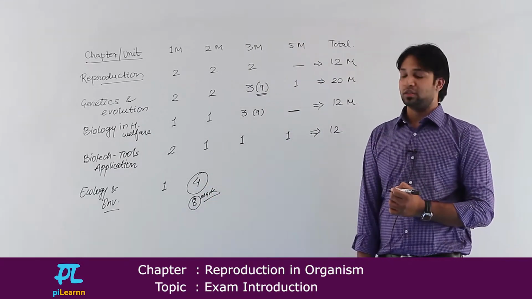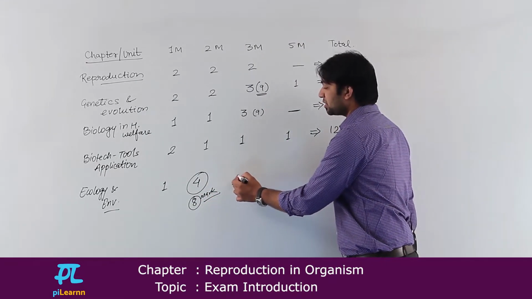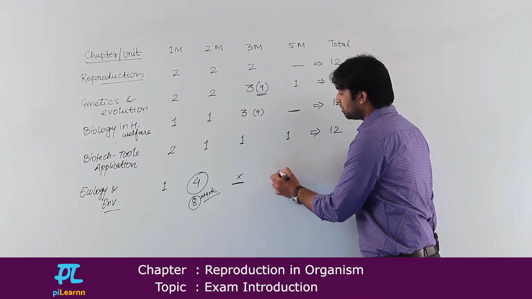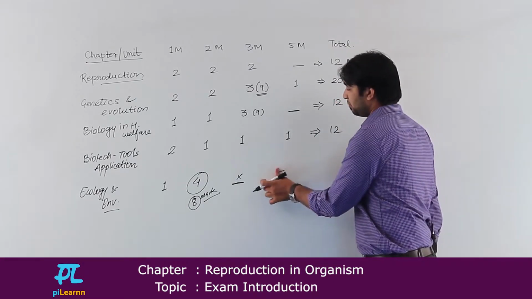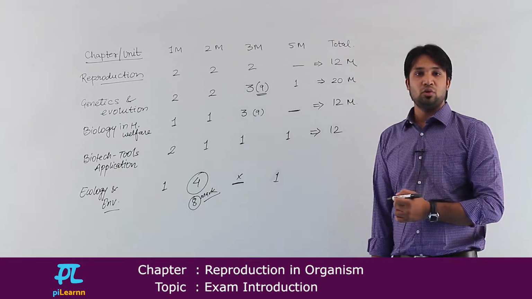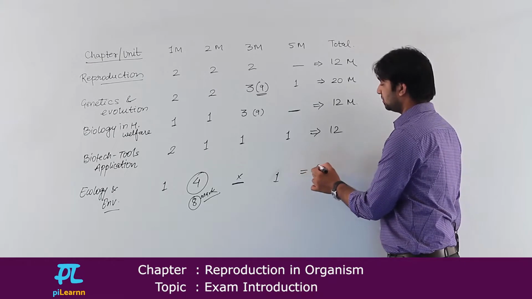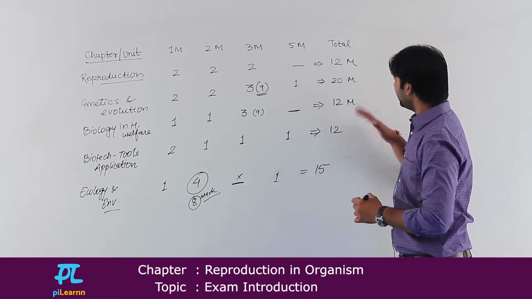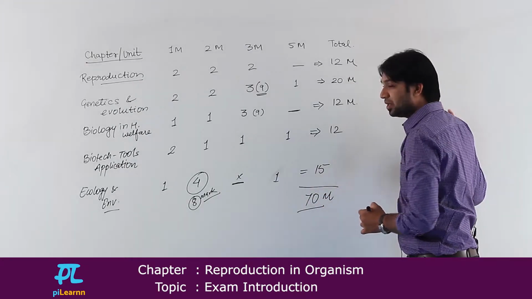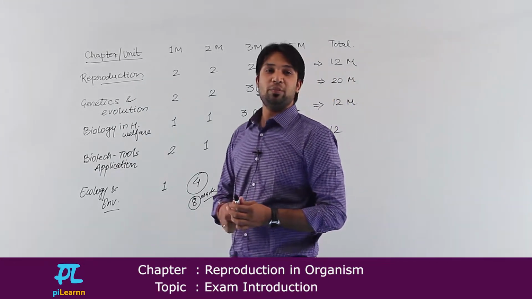4 2 marks questions. There is no 3 mark question, not available, and 1 5 mark question you can get. Sorry, yeah, 1. So actually 1 5 mark question. So total will be 50. Based on this, the total marks you will get will be 70 marks. 30 marks will be for your practical, right?